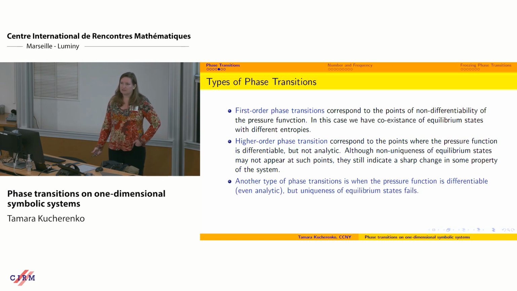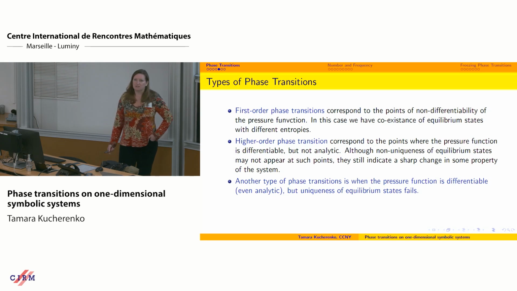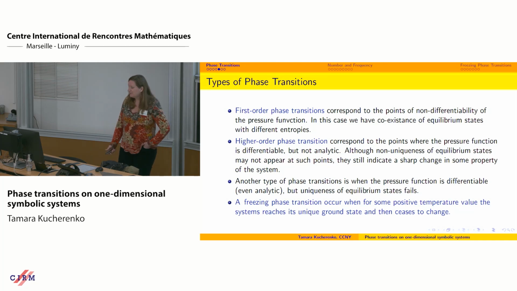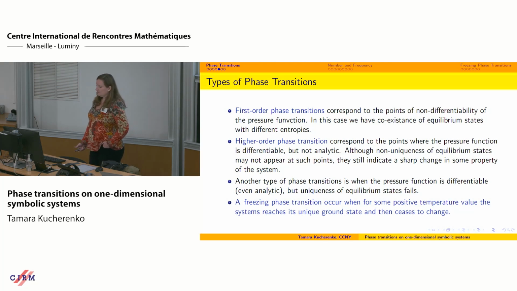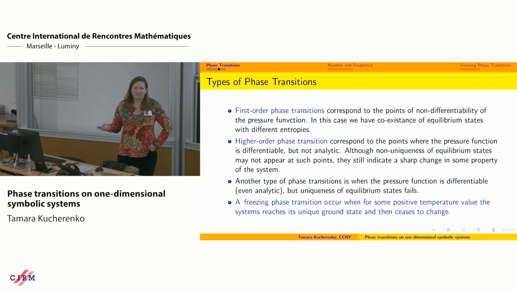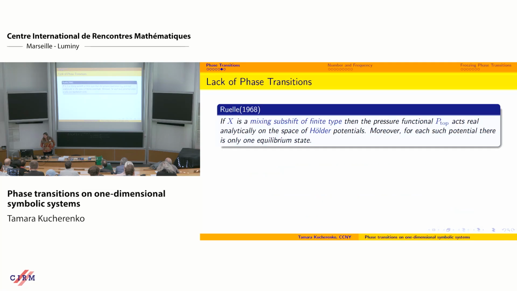Now, another type that we saw in the example a bit earlier is when we have an analytic pressure function, but still multiple equilibrium states. And last but not least is a freezing phase transition. So for some positive temperature value, your system reaches a ground state, I shouldn't say unique, we decided it's not. Sorry about that. So it reaches a ground state and ceases to change. Okay, so these are my types of phase transitions.